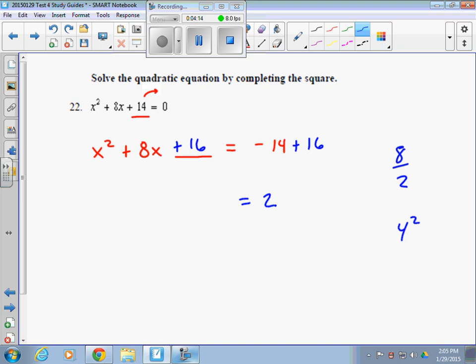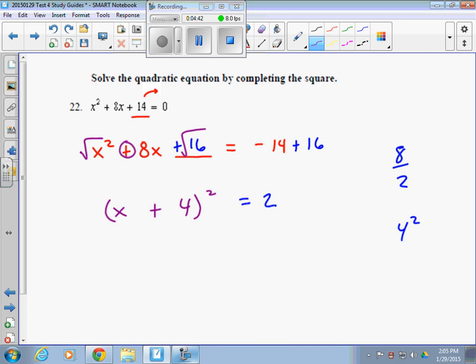So right now we have x squared plus 8x plus 16. That's a perfect square trinomial. We can take the square root of the first term, the a term, x squared, and get x, and the square root of c, the 16, and get 4. This is the sign that goes in the middle, plus 4. So we have an equation that says, when you square that binomial, x plus 4 squared is equal to 2.